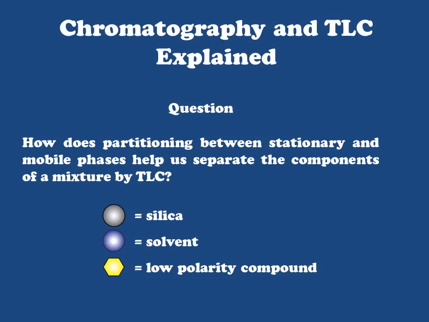We'll have a low polarity compound represented by yellow polygons, and a compound of higher polarity, which will be represented by purple polygons. Now let's use these simple objects to set up a demonstration where we can watch what happens when we introduce these two compounds into a simple chromatographic system.